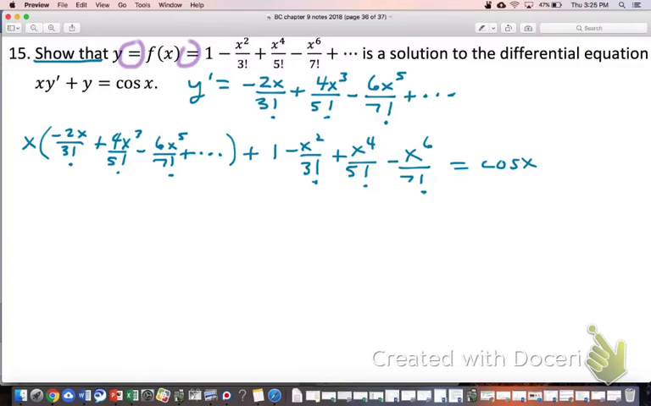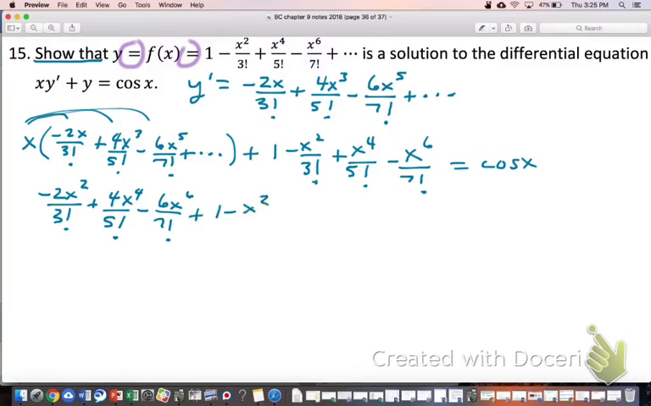So over here I'm going to distribute the x across this power series. So that's going to give me negative 2x squared over 3 factorial plus 4x to the 4th over 5 factorial minus 6x to the 6th over 7 factorial. And I've still got this other piece over here. And hopefully I've got some like terms that I can combine and simplify this quite a bit. So let's see what happens here.